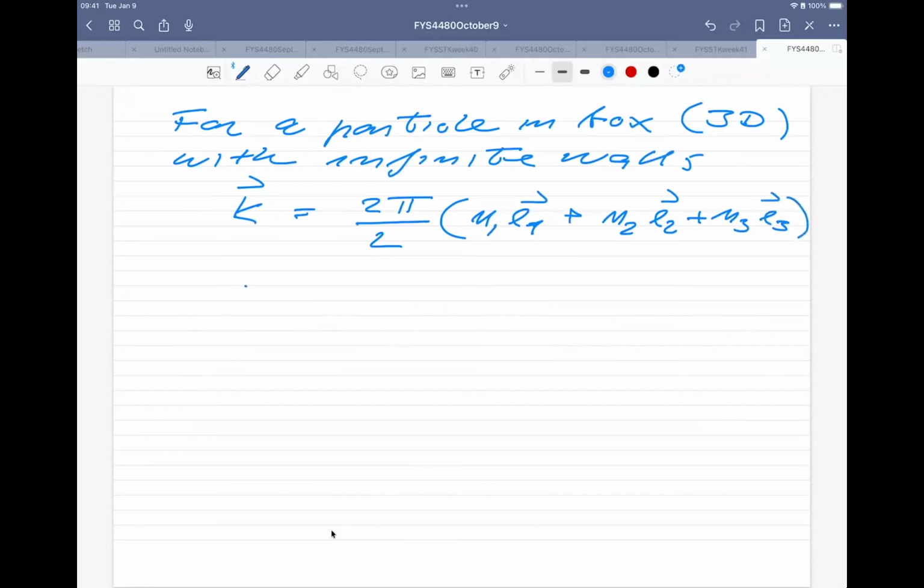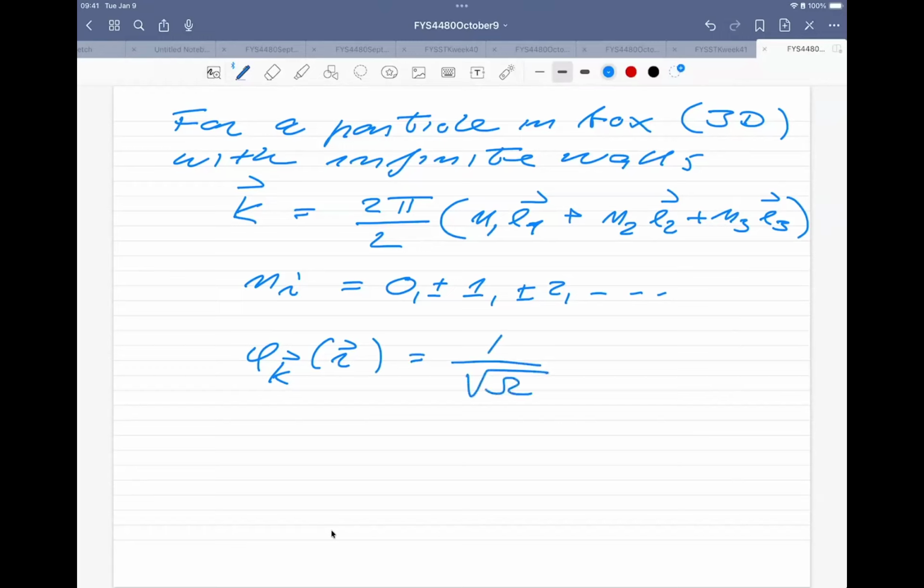And we know that these numbers, n_i, are given by 0, plus or minus 1, plus or minus 2, etc., to infinity. The solution then, which we would write in terms of the wave number, is given by 1 over omega, which is the volume, multiplied with e to the ikr. And now I'm dropping spin here. Just note that for simplicity.